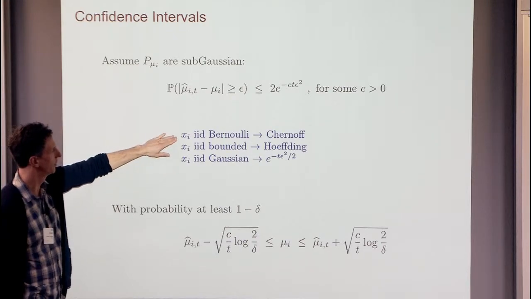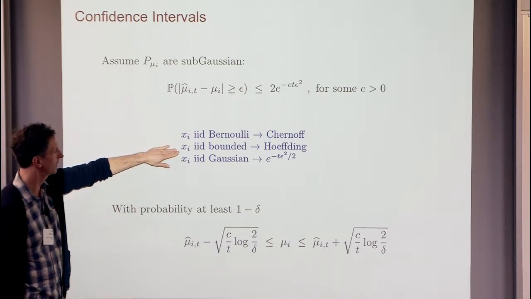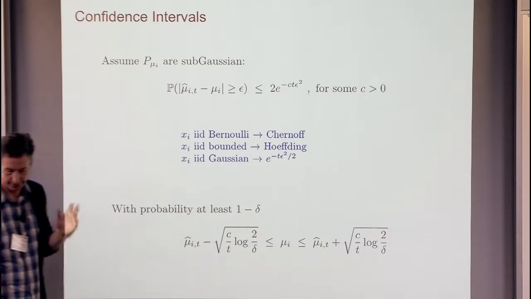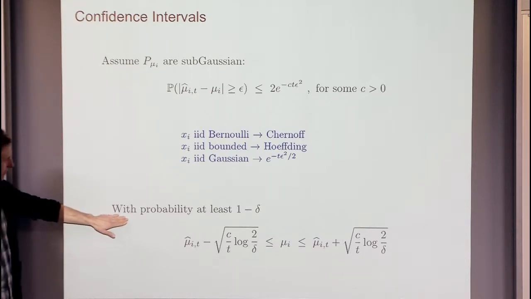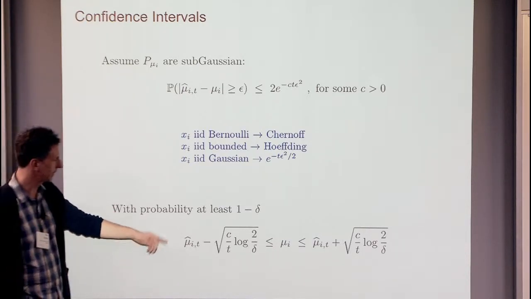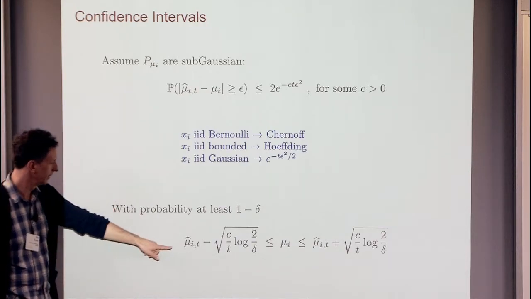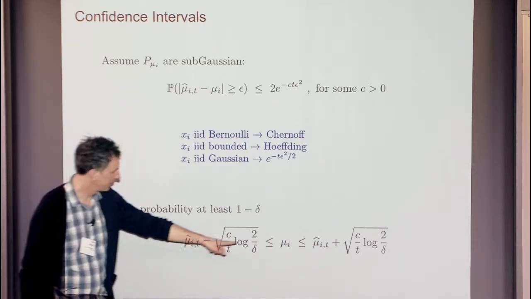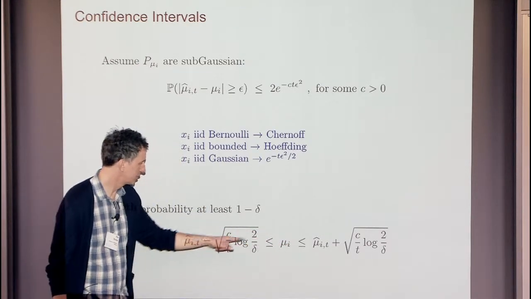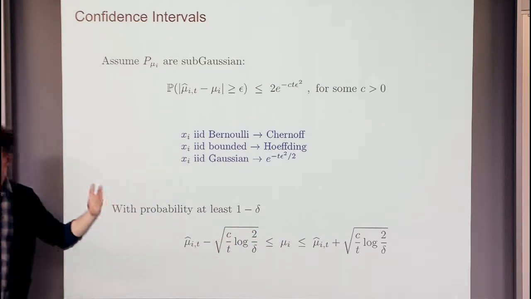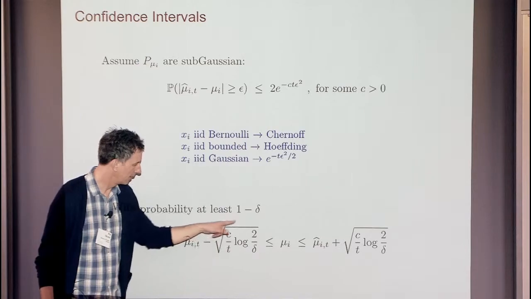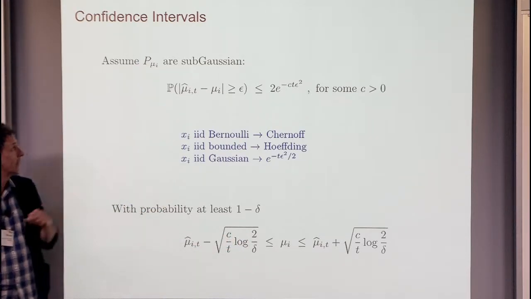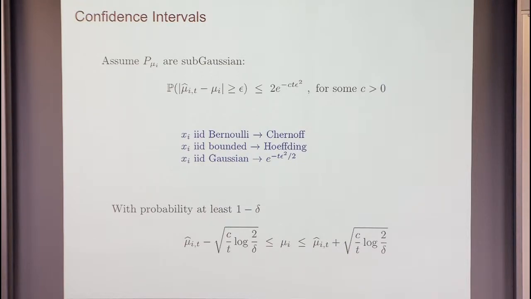And this could be Chernoff if things were Bernoulli, or Hoeffding if they were bounded, or it might just be a Gaussian tail bound if things were Gaussian, but those are all special cases of this. And what that's really telling us is that with probability at least 1 minus delta, for a particular arm and a particular number of judgings, say t, I can say that the true mean is sandwiched between these two confidence limits that are defined in terms of my empirical mean, and these confidence bounds come from the concentration inequality. Okay, so that's really simple stuff.